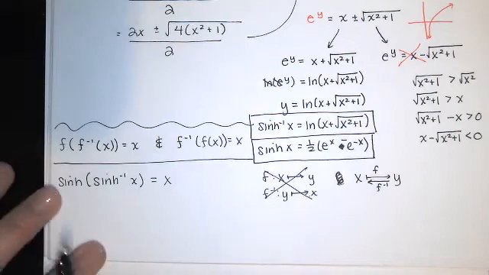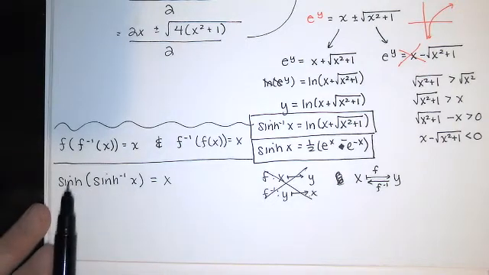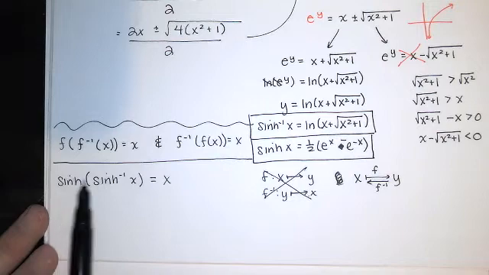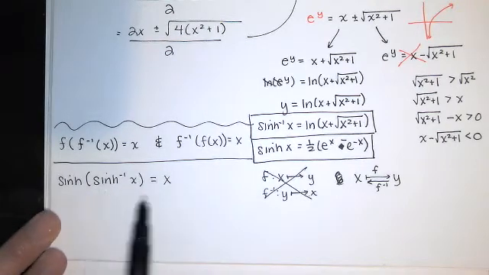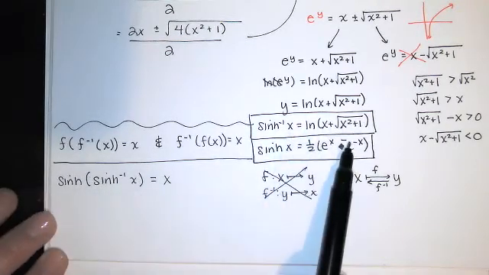That's what I want to show. And through the notation, you might say, oh yes, of course, the sine and the inverse hyperbolic sine undo each other and you get x. That's true, but we're trying to prove that using these functions.